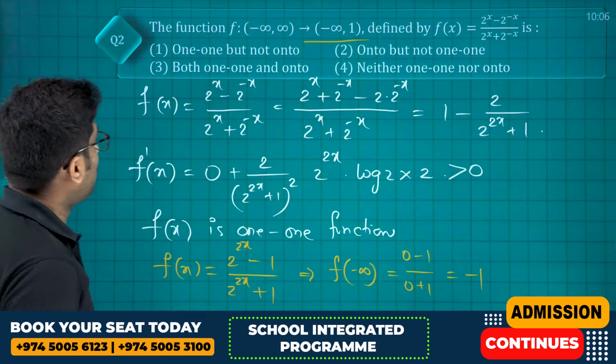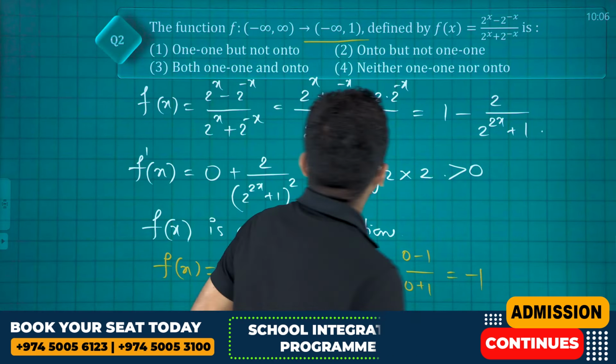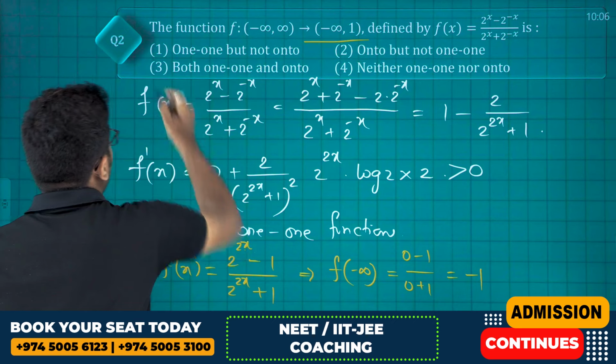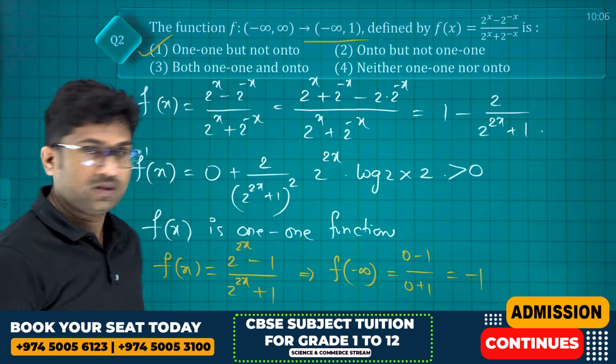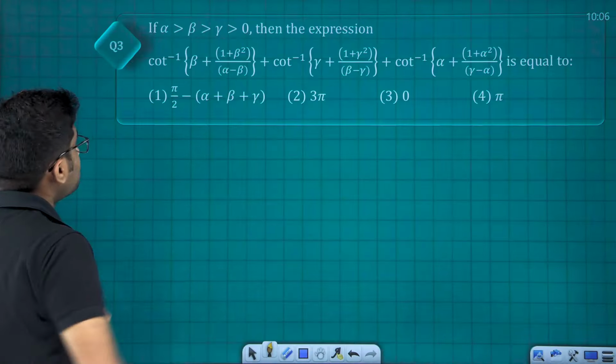Okay, so therefore among the options, onto but not 1-1, neither 1-1, so 1-1 but not onto, which is option 1. Next question friends.